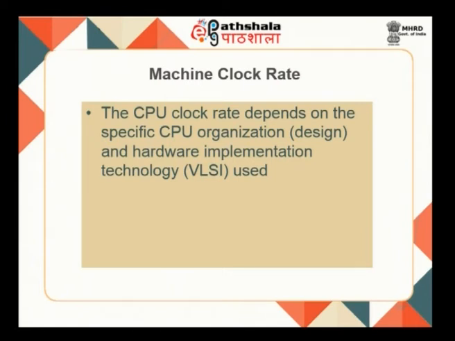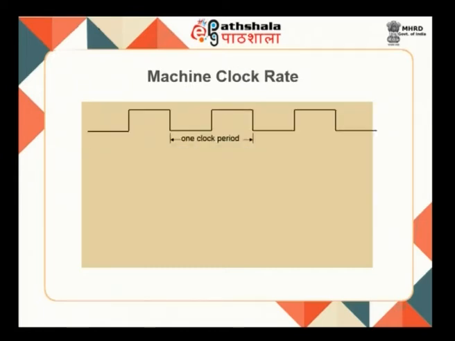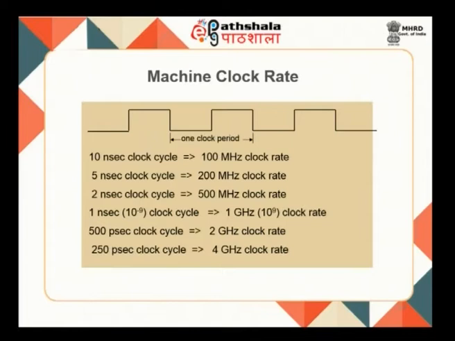The CPU clock rate depends on the specific CPU organization, whether it is pipelined or non-pipelined, as we will discuss as we proceed, and on the hardware implementation technology, the VLSI technology that is used. For example, a machine clock cycle has been shown here. One clock period has been indicated. You have an off time and an on time, and both put together is one clock period. If you have a 10 nanosecond clock cycle, that relates to a 100 megahertz clock rate. A 5 nanosecond clock cycle relates to a 200 megahertz clock rate, and so on. A 250 picosecond clock cycle corresponds to a 4 gigahertz clock rate. So, the higher the clock frequency, the lower obviously is your clock cycle time.